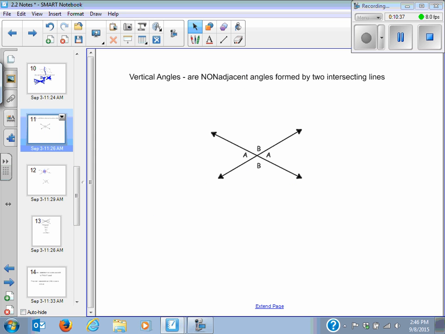All right, so vertical angles. Vertical angles are non-adjacent angles formed by two intersecting lines. So A and B, right here, would be examples of adjacent angles. They share this common side. We are not talking about that anymore. We are now talking about vertical, which kind of means like opposite of each other. So right here, you see this A and that A. They are vertical angles of each other. And this B and this B are vertical angles of each other.